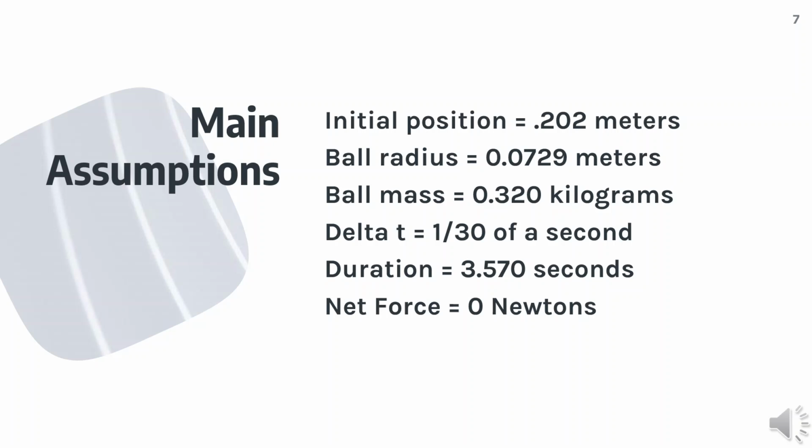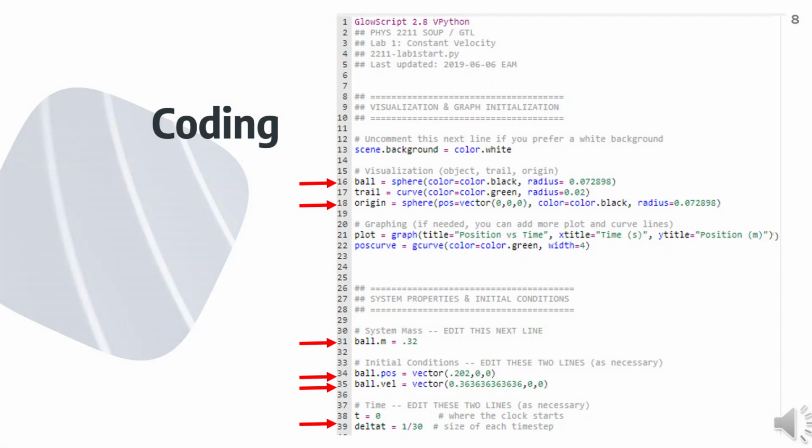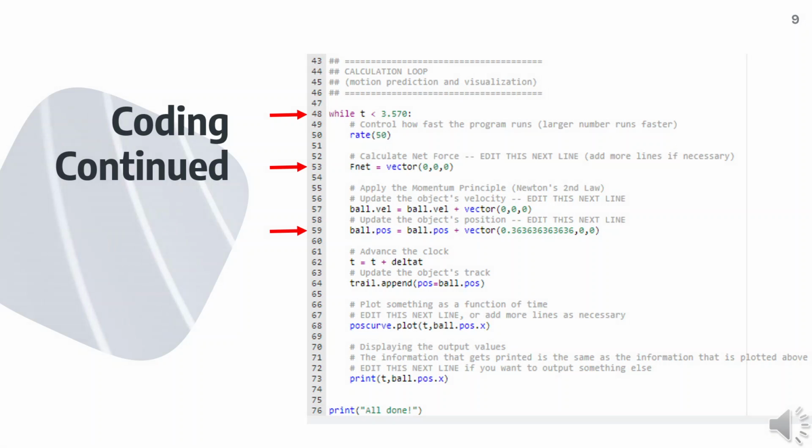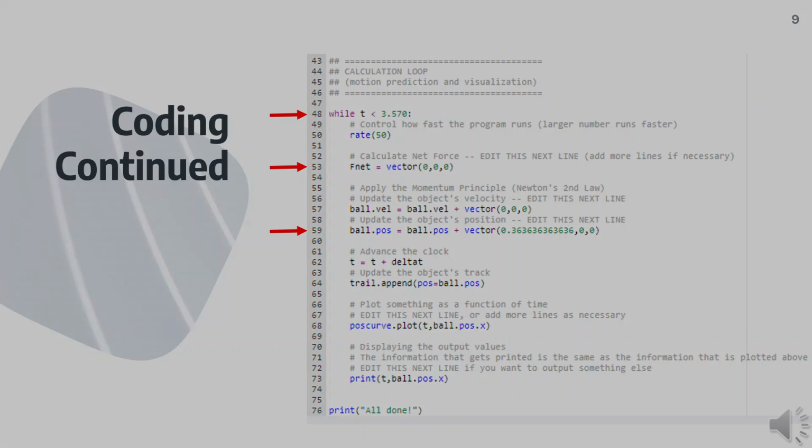I applied these changes to my code. The red arrows point out where I added the main assumptions. My only other change purely for aesthetics was changing the ball's color to black to match my water bottle in line 16. The rest of the code is shown on the next slide. Here's the last of the code, but what's important is its output. Let's see what the program ran.